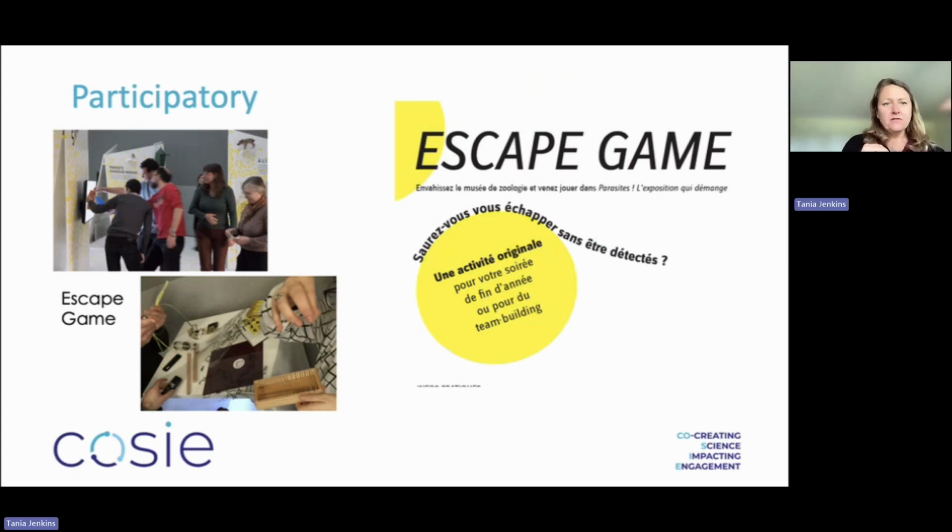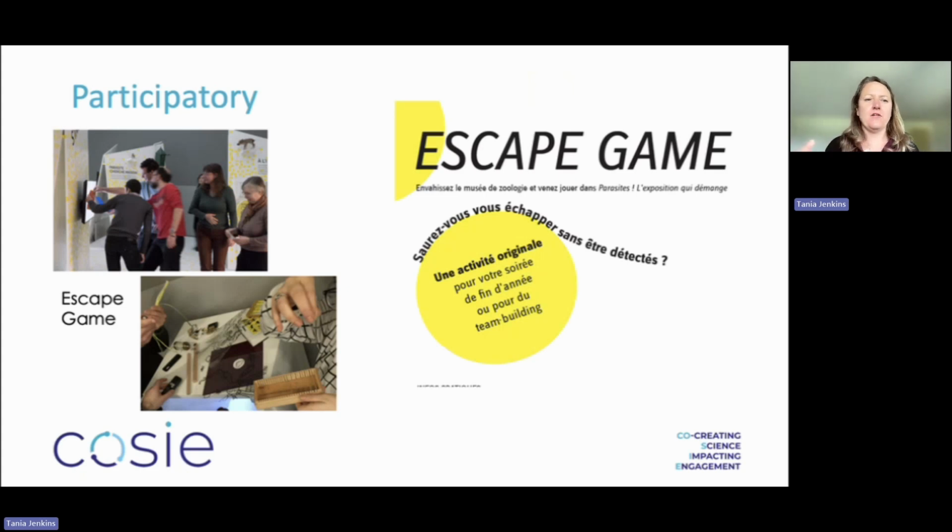At another level of participation, you can also get people to actually do science and think about science in a more interactive way. So here again, using the exhibition that I showed you earlier, the museum wanted to attract a different crowd, a crowd that wouldn't normally attend. And so they thought, okay, why not create a fun and engaging format to get people into the exhibition in the first place? And so here we designed an escape game.